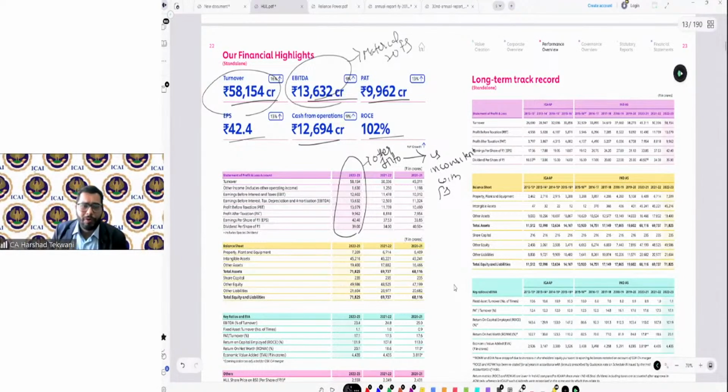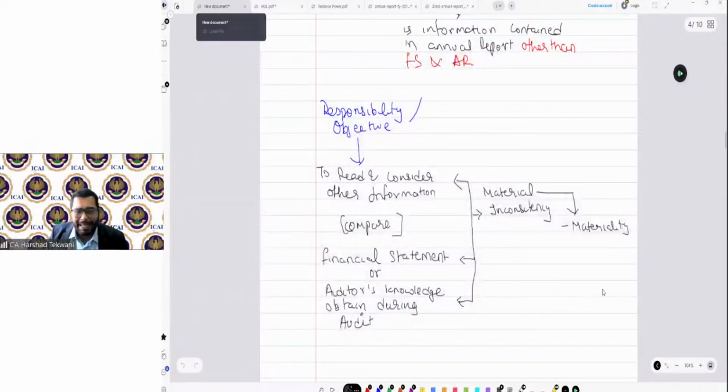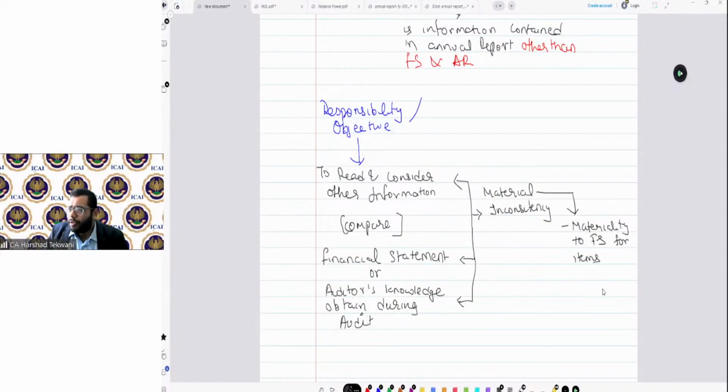I'm not going to check the materiality again, but if turnover is material to the financial statement, or let's say plant, property and equipment is material to the financial statement, then by default this will be material to my other information. So, materiality to FS applies for items that are related to the financial statement. Okay, fine.